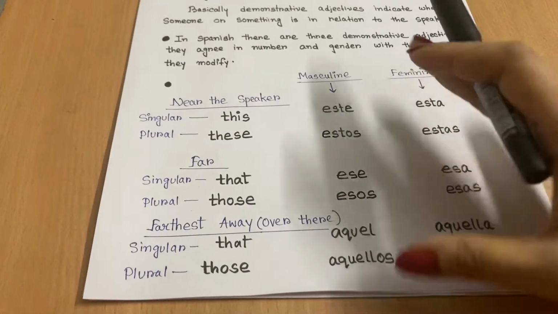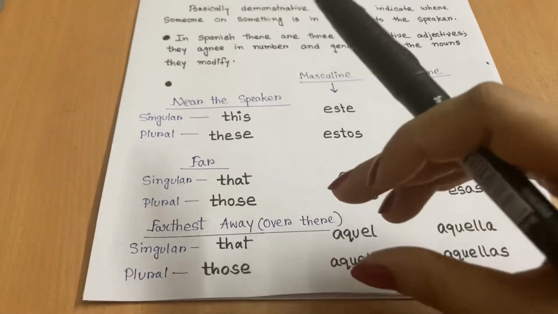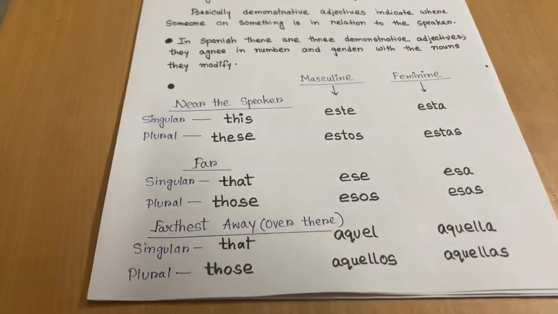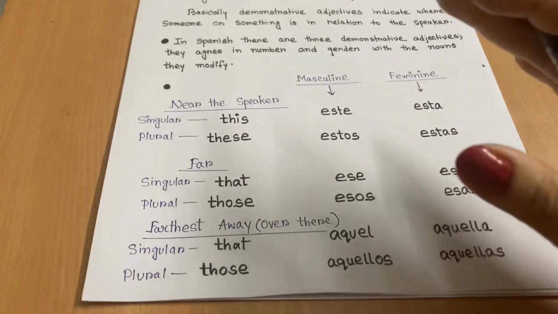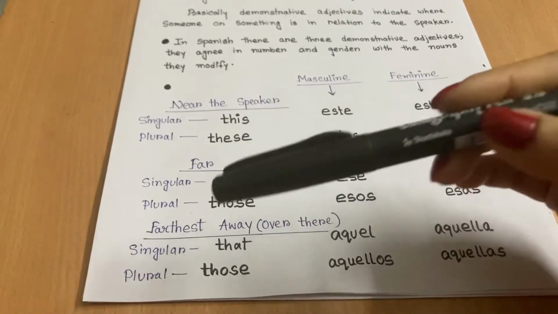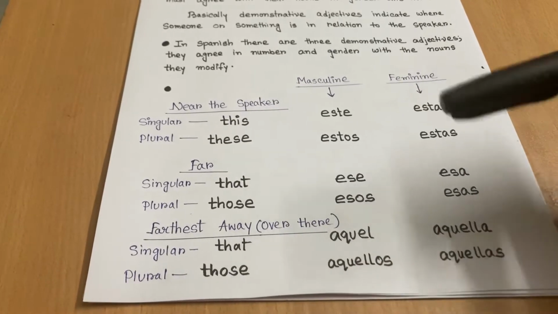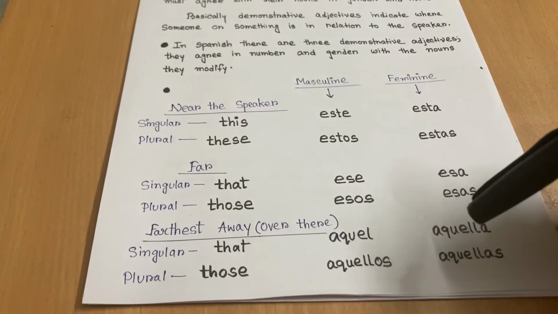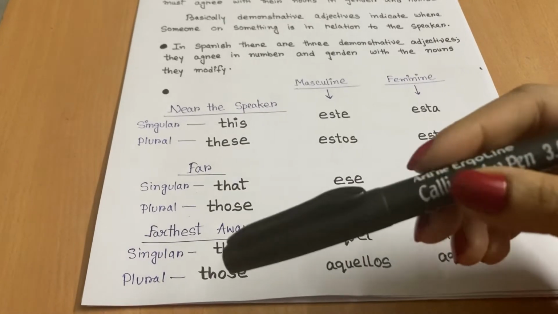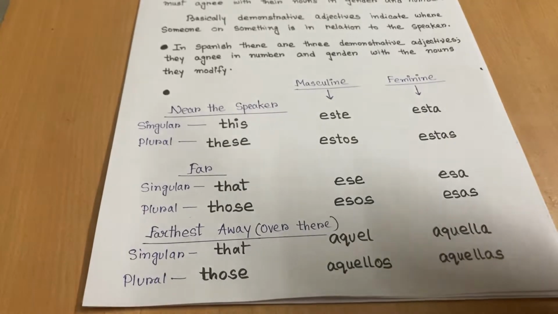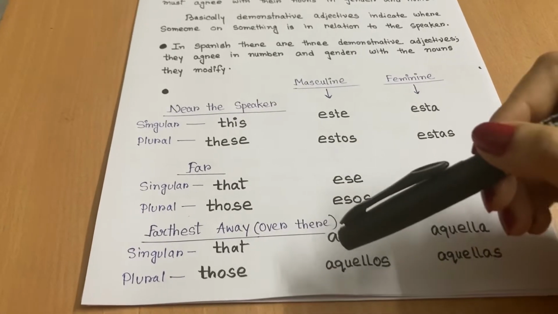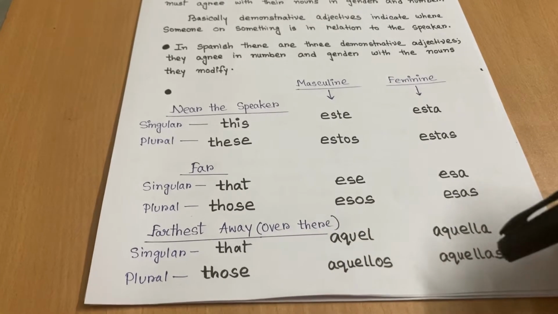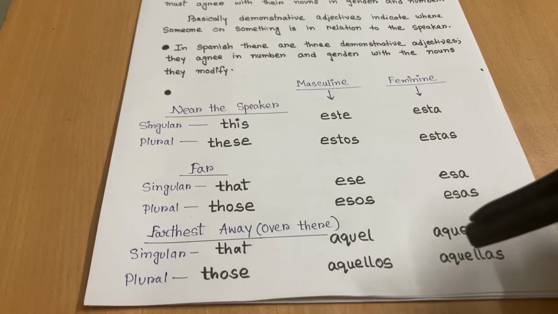Now in Spanish we have one more part, that is farthest away, over there, when we are talking about something very far. For that we use aquel for masculine, aquella for feminine. For plural, those over there, far away, aquellos for masculine. For feminine, aquellas.